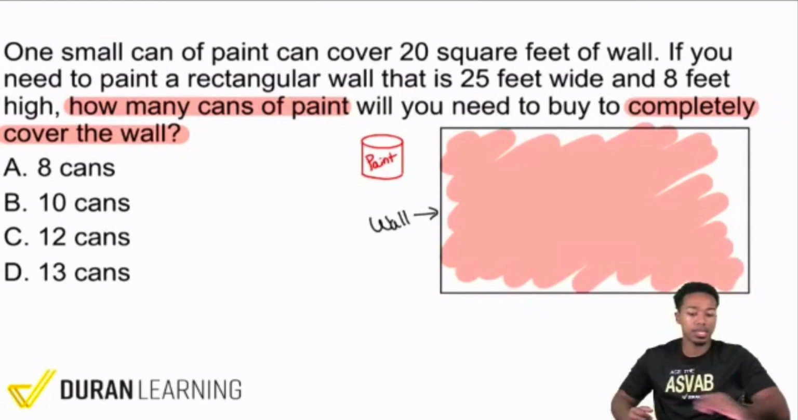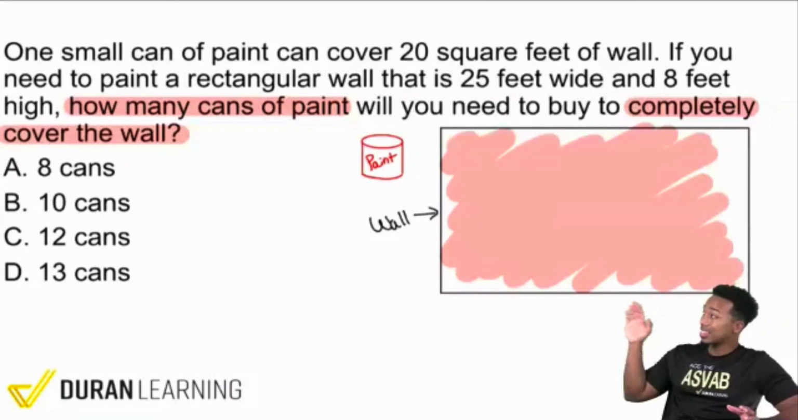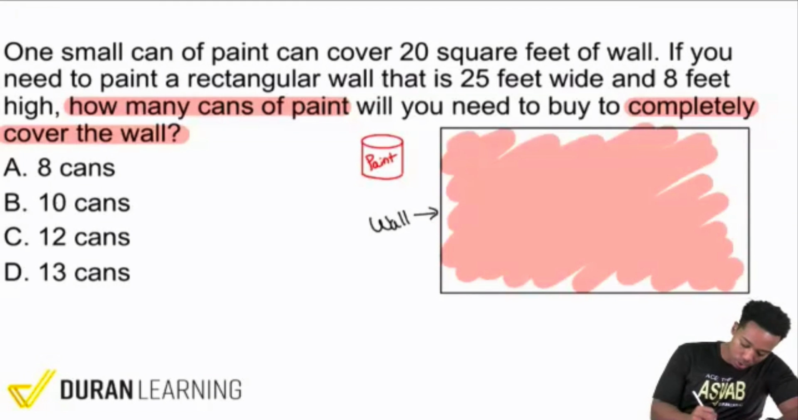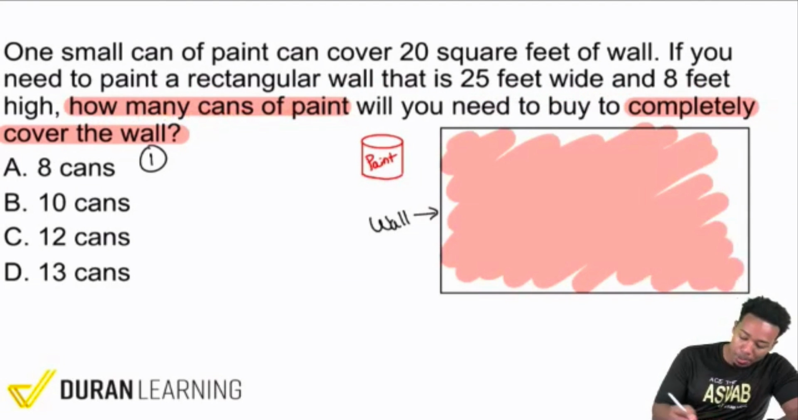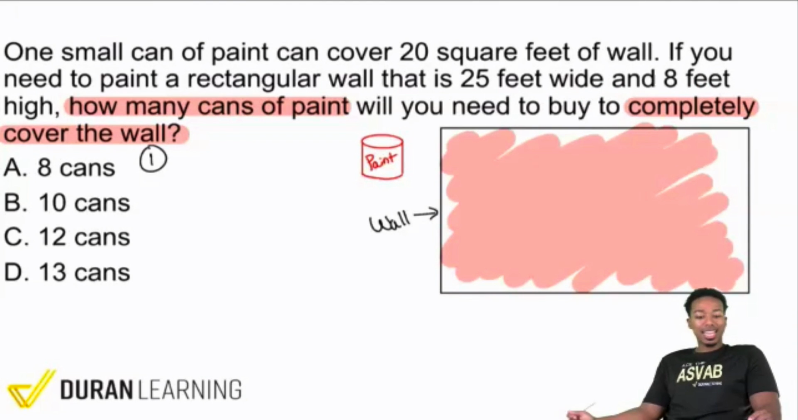So with that said, let's take a look here. Let's ask the question: what's the question? That's step number 1. Step number 1 is what's the question? And it says here, if you need to paint a rectangular wall, don't worry about the numbers, how many cans of paint do you need to completely cover the wall?